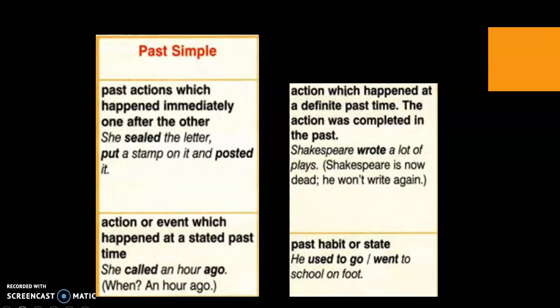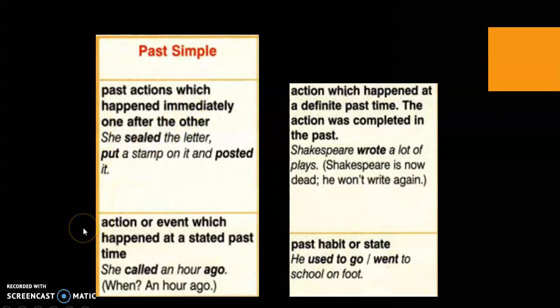Well, the first tense we learn is past simple. The past simple is the most common one, and it is the one we use for most of the things we tell about the past. One of the uses is for past actions which happened immediately one after another. The example says, she sealed the letter, put a stamp on it, and posted it. We have 3 actions which happened one after the other.